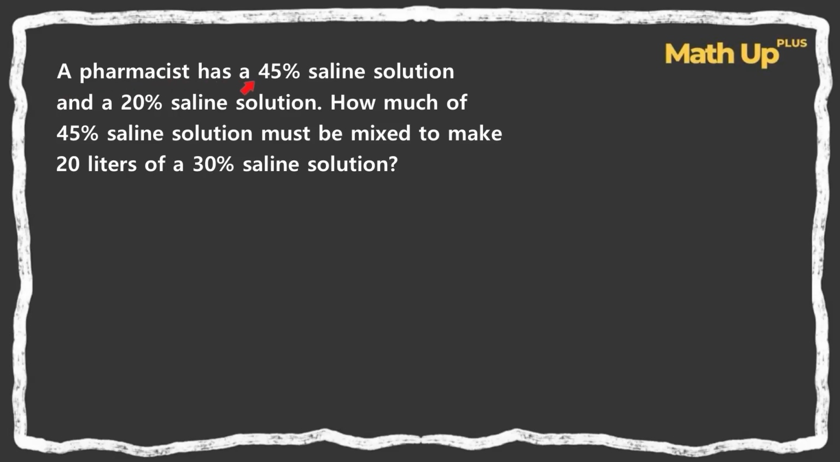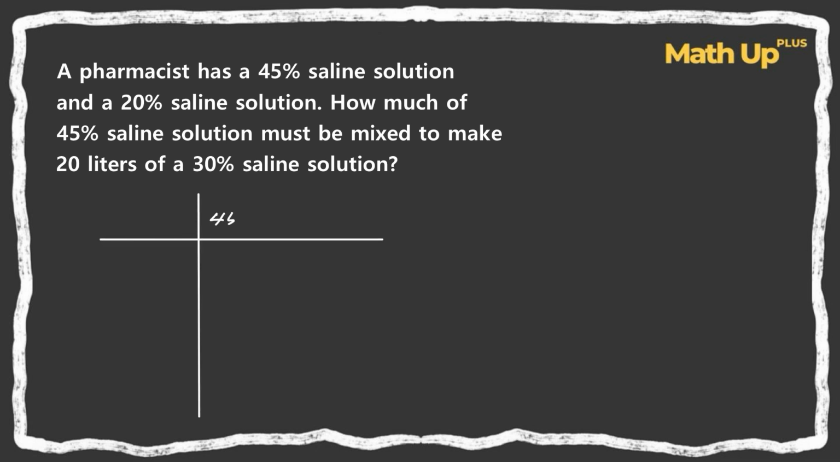A pharmacist has a 45% saline solution and a 20% saline solution. How much of the 45% saline solution must be mixed to make 20 liters of a 30% saline solution? Okay, this is a concentration problem. For concentration problems, always create a table like this.